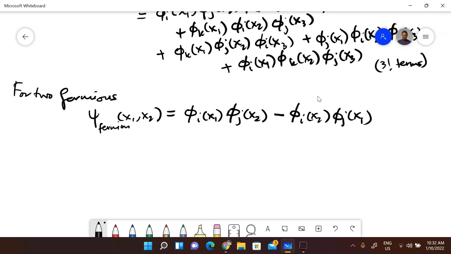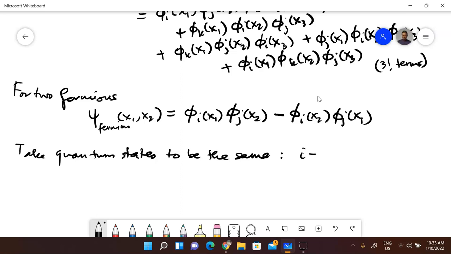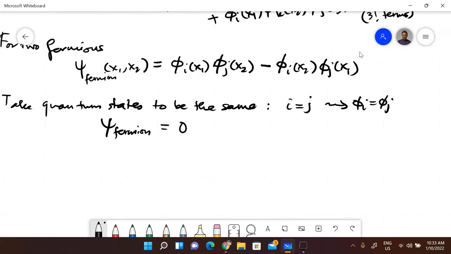One of the things that you can immediately see is what happens if you take the quantum states to be the same. How is that done over here? It is to say that i equals j, or phi_i is phi_j. What will actually happen in this case is that your two-particle wave function in the same quantum state is going to be zero. So you cannot be in the same quantum state. Two fermions cannot be in the same quantum state, and that is precisely what is known as the Pauli exclusion principle.